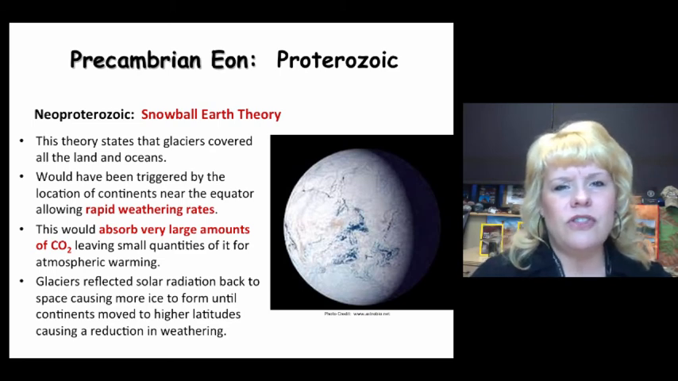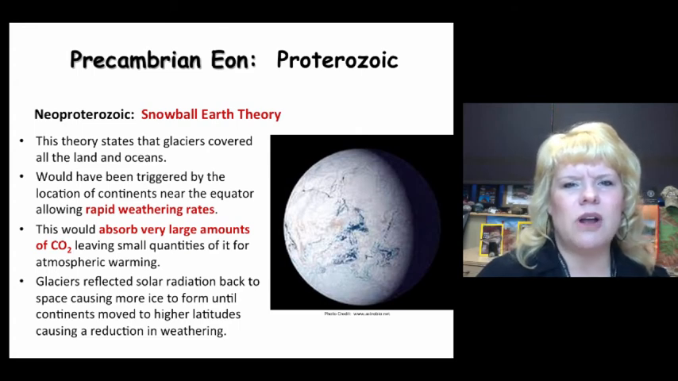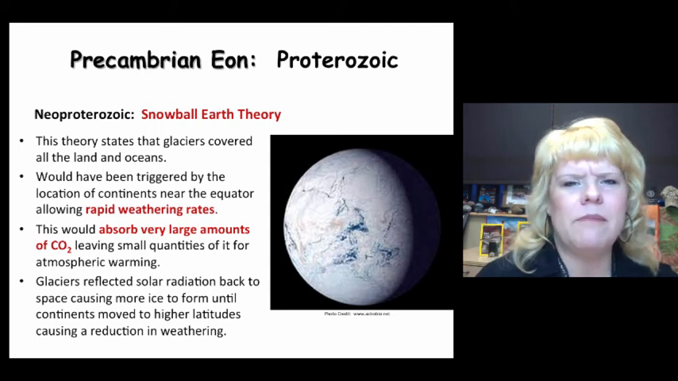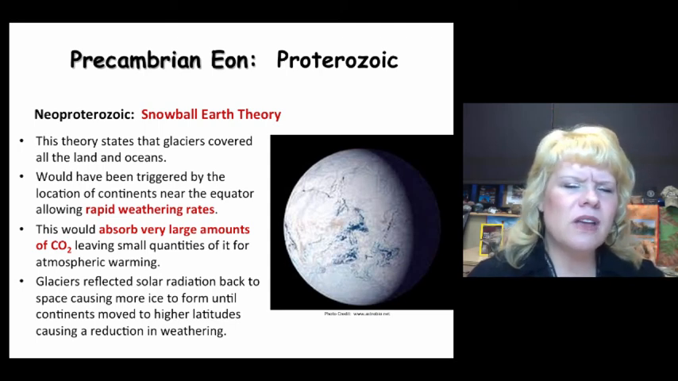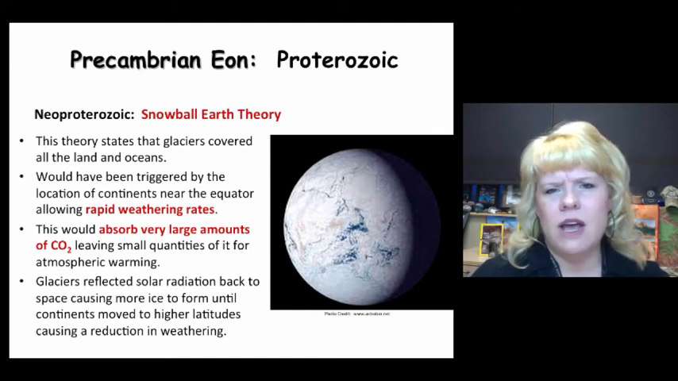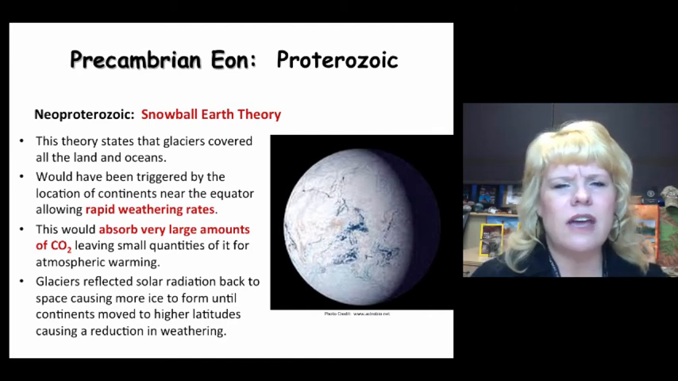Snowball Earth is a theory with some good, strong, compelling evidence that it occurred, not just in the form of glacial evidence, but also the aftermath of what would happen as it melts. Let's talk about how it even formed. How would such a widespread global glacial event occur?